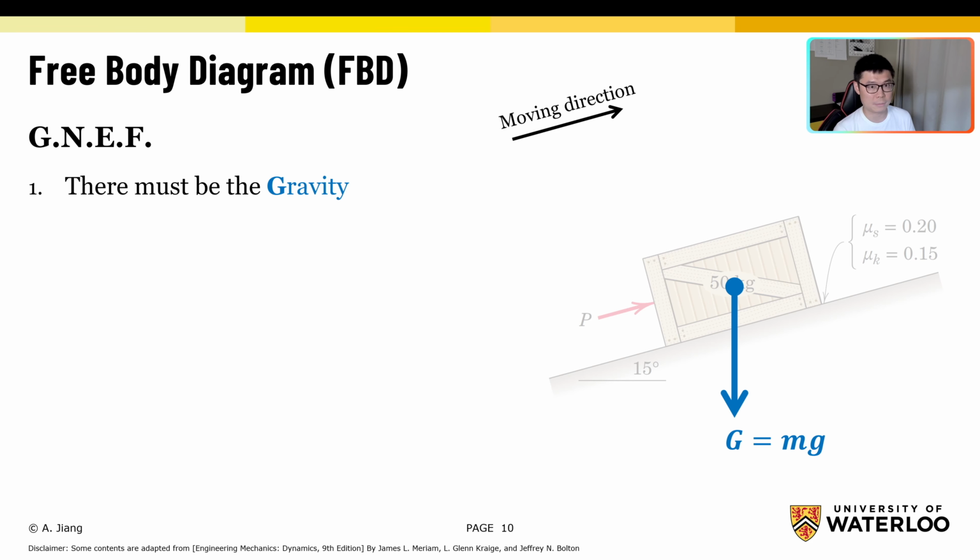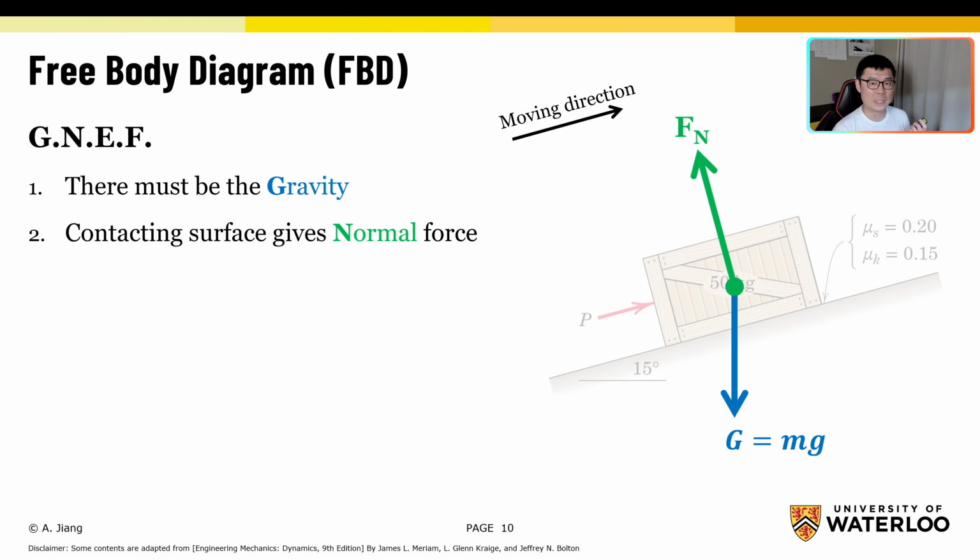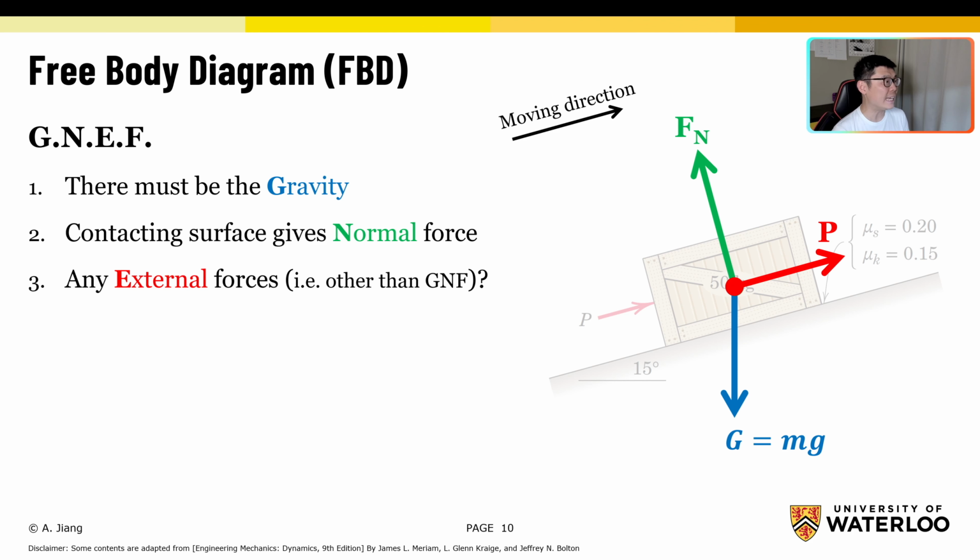That's G, gravity. Number two, a contacting surface gives a normal force. As long as you're contacting somewhere, there will be a normal force. So that's N. Step three, any external forces will have to be drawn at this point. The external gives you the E. So what is considered external forces? Here I say other than gravity, other than normal force, and other than friction, because friction is our number 4, F, where we'll analyze friction.